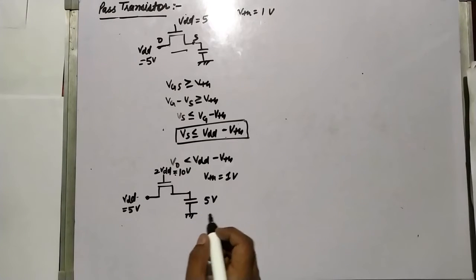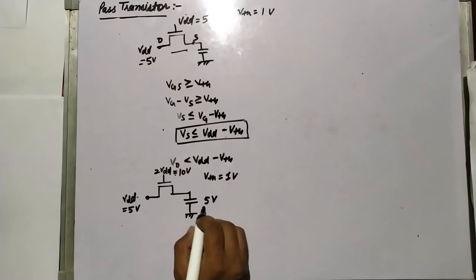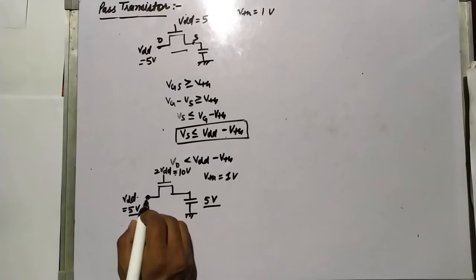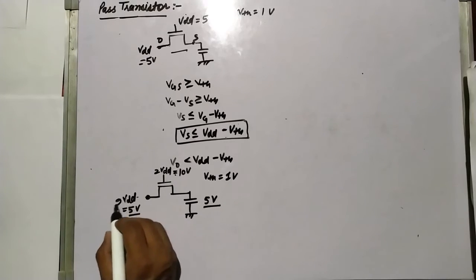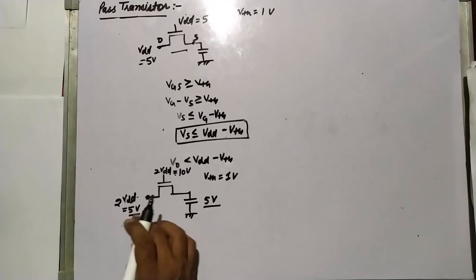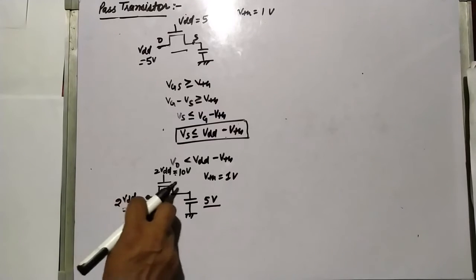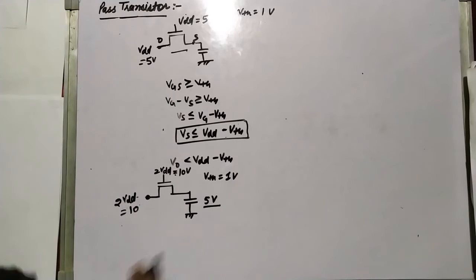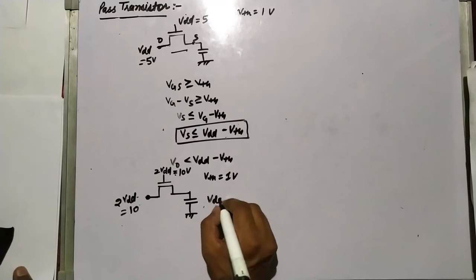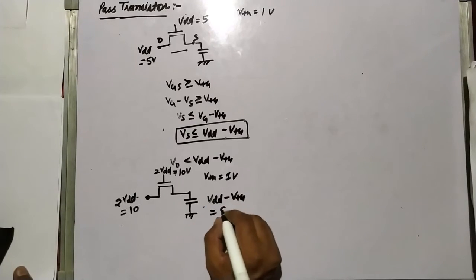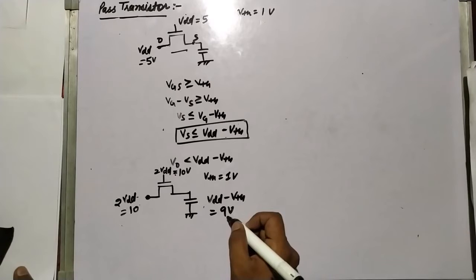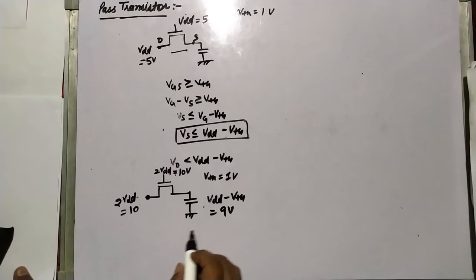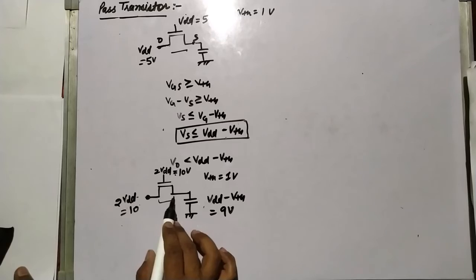So it will charge up to this VDD, up to the drain voltage it will charge. And if I am giving there also 2 VDD, so it will become 10 volt. So how much will it charge? It will charge up to VDD minus VTH, which is equal to 9 volt, because if it is charged to more than this 9 volt, VGS will become less than VTH and my transistor will stop conducting.